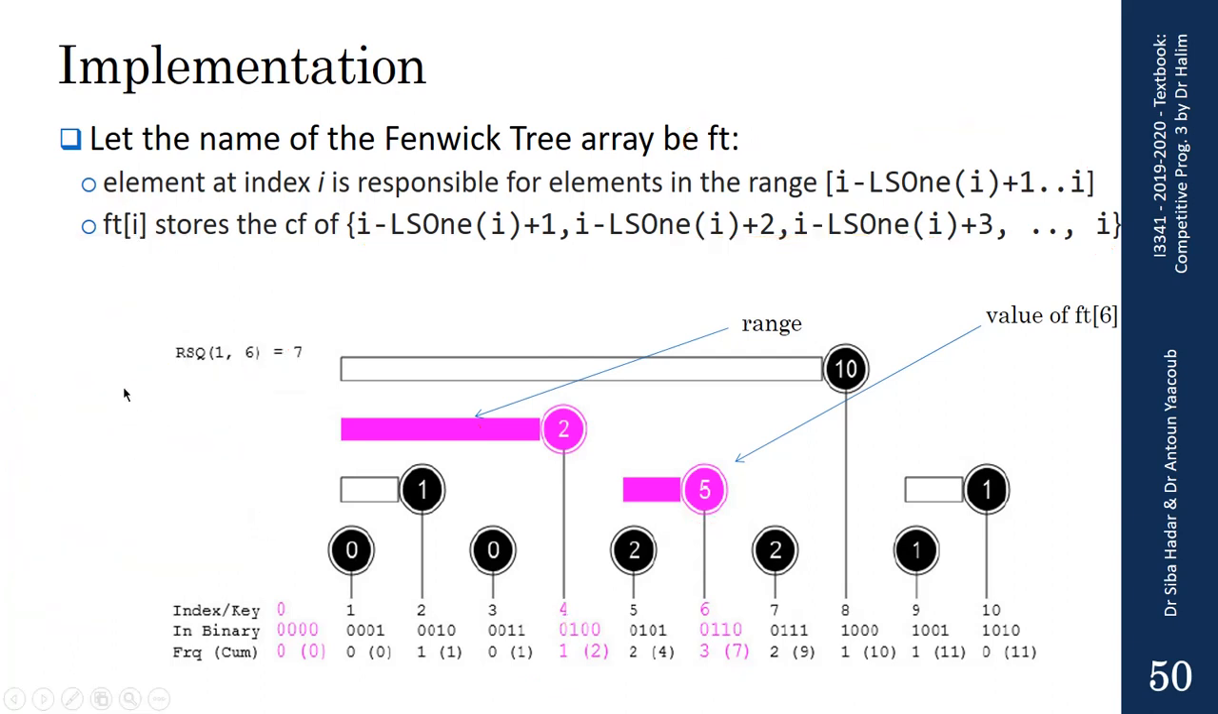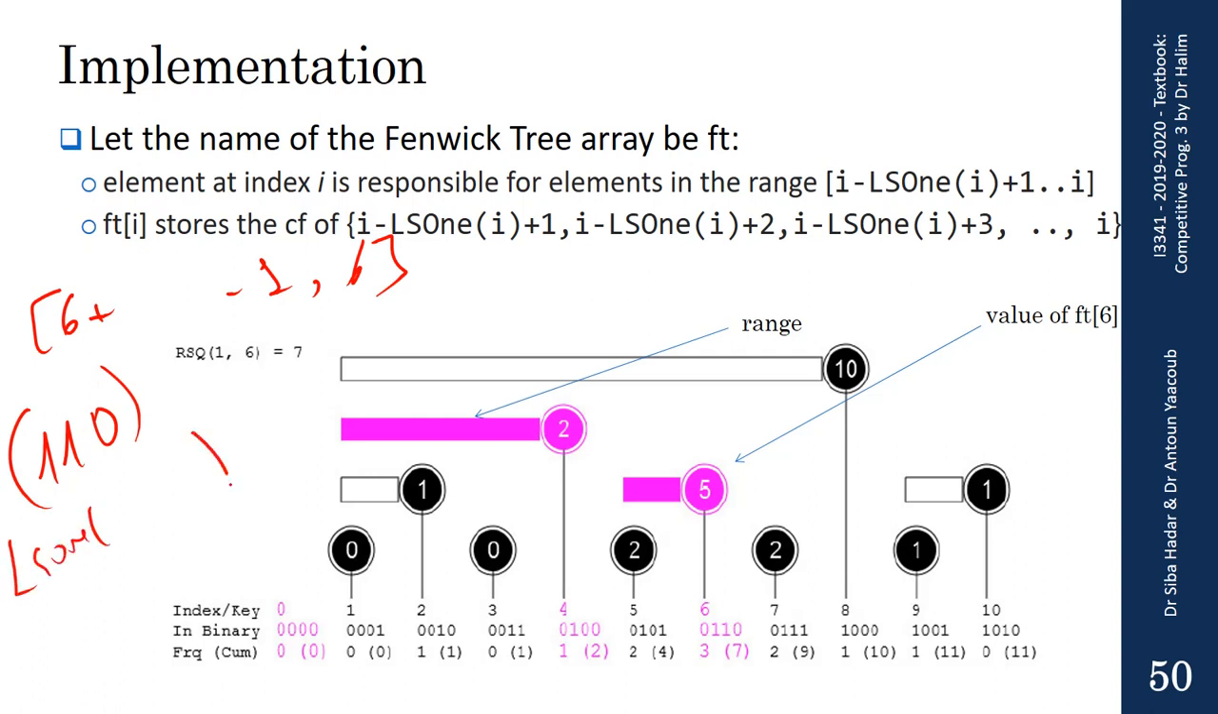So in 6, we have 6 plus or minus 1 and 6. So 6 in base 2 is equal to 110. 110, this is 6. The least significant bit of 6 is 1, this one, so it is equal to 2. So here, 6 minus 2 equal 4, 4 plus 1 equal 5, so 5, 6. So ft of 6 is responsible just for 5 and 6, and so on.